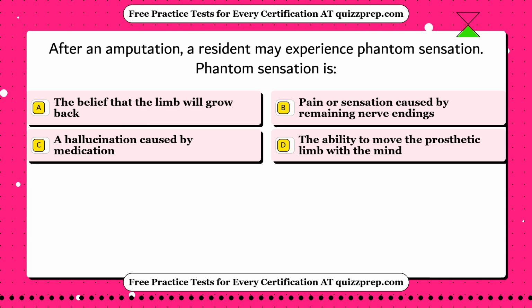Question 22. After an amputation, a resident may experience phantom sensation. Phantom sensation is: option A, the belief that the limb will grow back. Option B, pain or sensation caused by remaining nerve endings. Option C, a hallucination caused by medication. Option D, the ability to move the prosthetic limb with the mind.